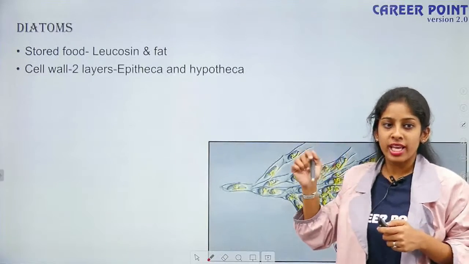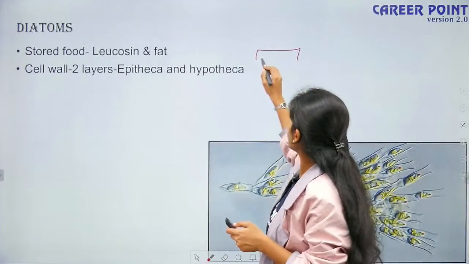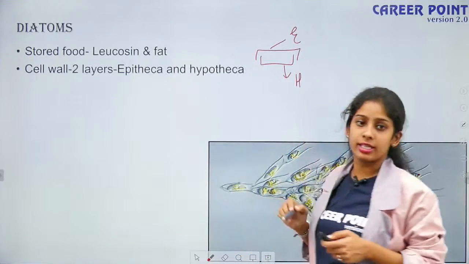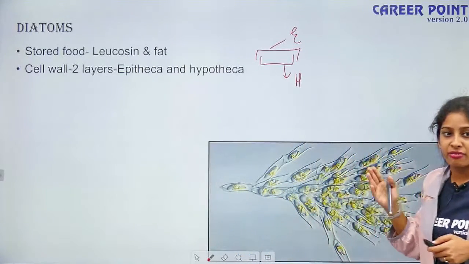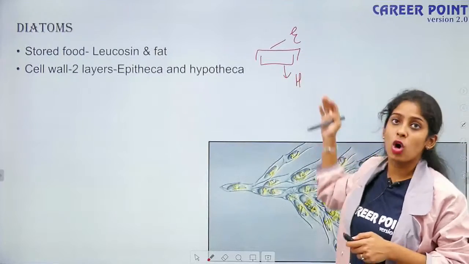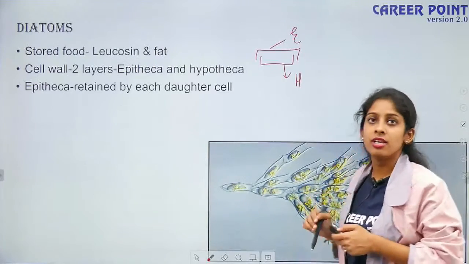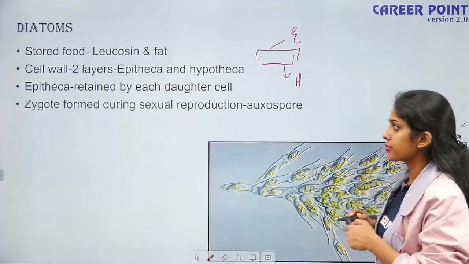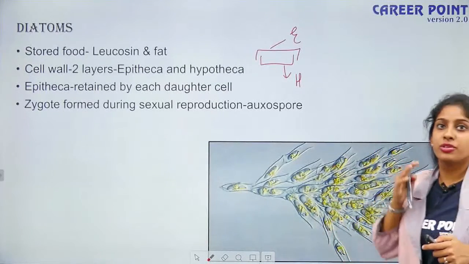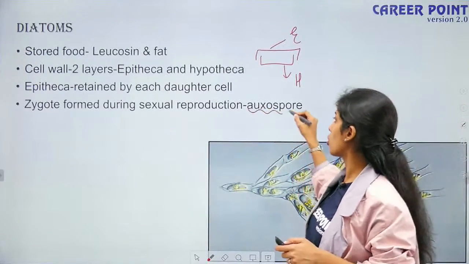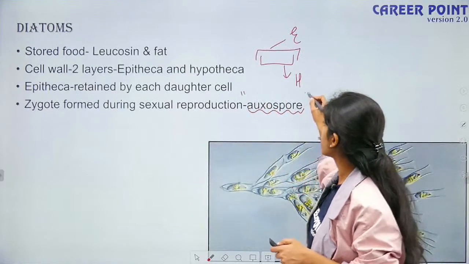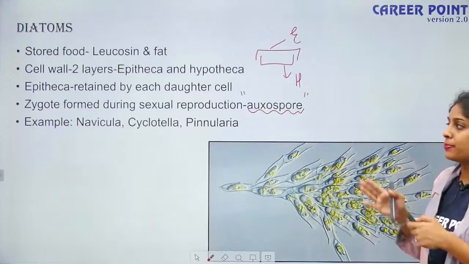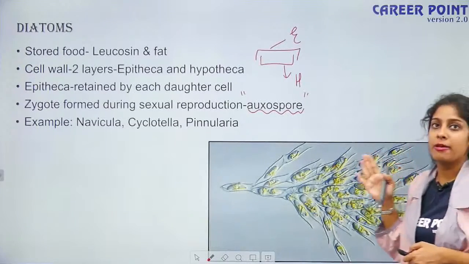Then the cell wall has two layers. I told you, right? It is something like this. This is called the epitheca and this is called the hypotheca. When they undergo binary fission, one of the layers is always retained by the daughter cells. The layer that is retained is the epitheca. Fine. The zygote that is formed during sexual reproduction is called the auxospore. This is very specific to diatoms. Your examples are Navicula, Cyclotella and Pinnularia.